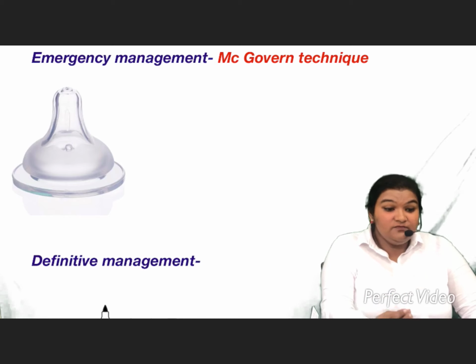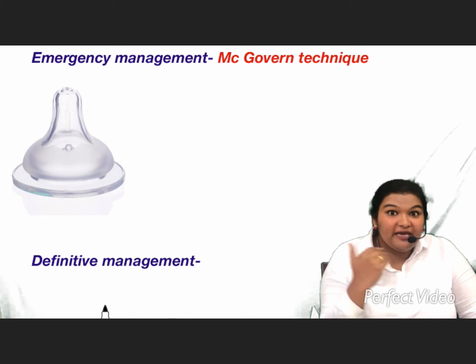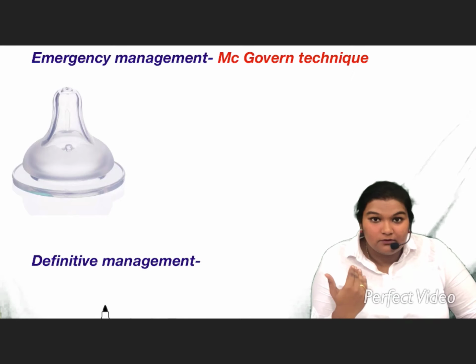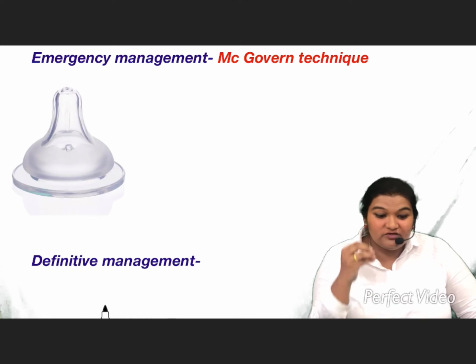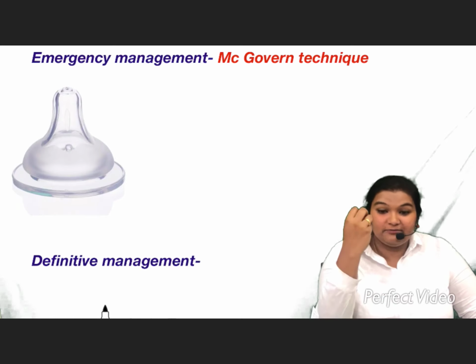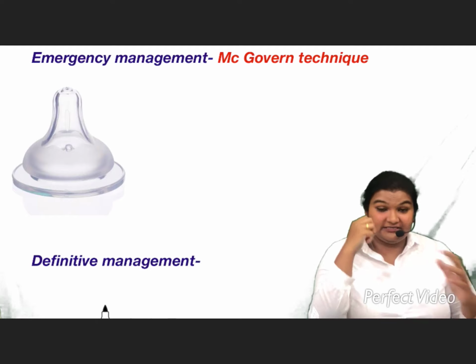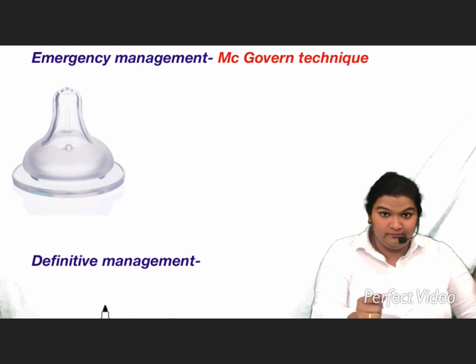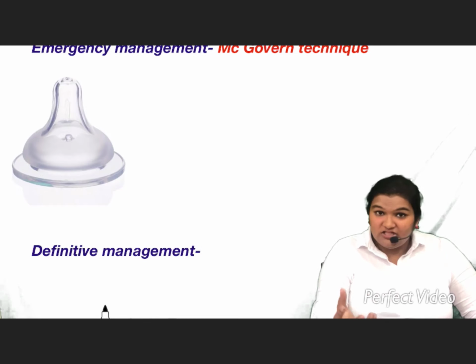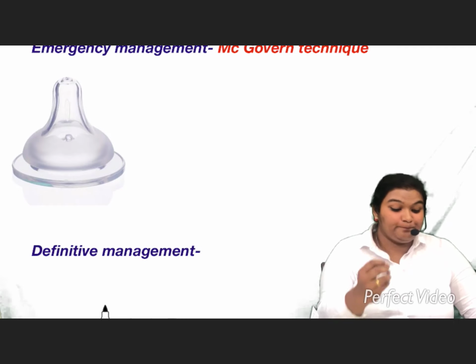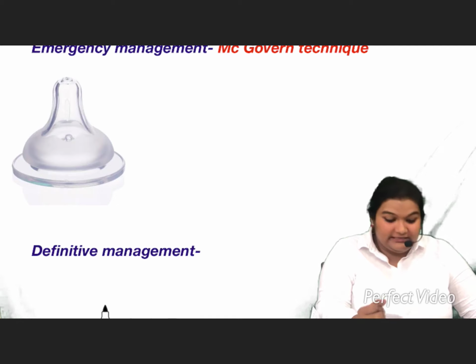Your first immediate reaction should be to make that baby breathe, not going and incising the membrane. You will first make that baby stable. You will make it first breathe. Let its lungs inflate. Okay. So in this emergency management, we'll do the McGovern's technique.